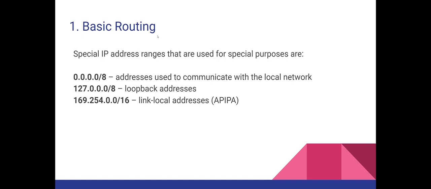There are also special IP ranges. These special IP ranges are for special purposes. So we have the 0.0.0.0/8, which is used to communicate with the local network. We have the 127, also called the loopback address, and the 169.254.0.0/16, which is the link local address. So basically, when you have your computer and there is no server that gives DHCP out, you usually get this address, so all the computers can still communicate over the network.